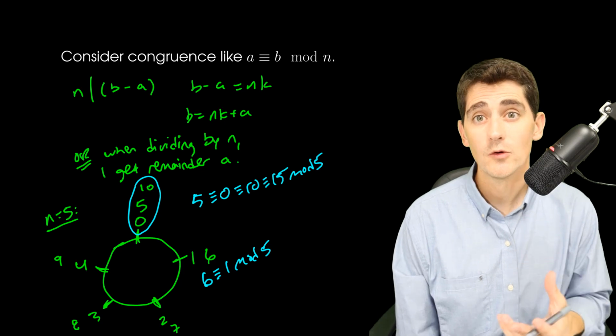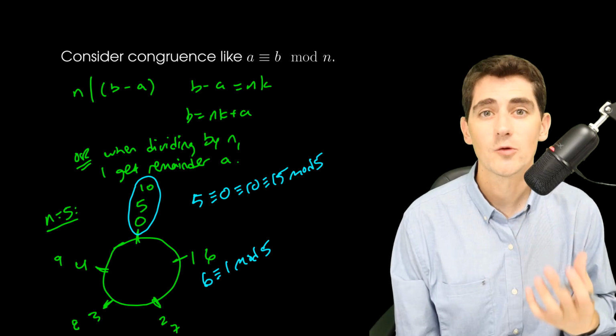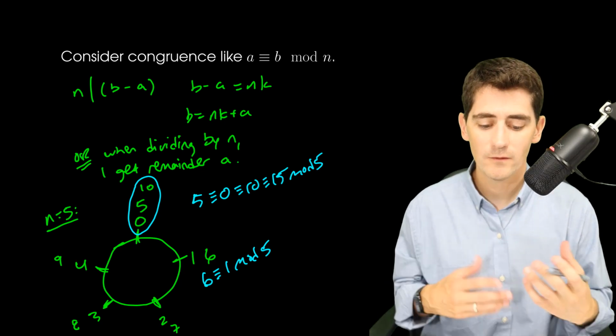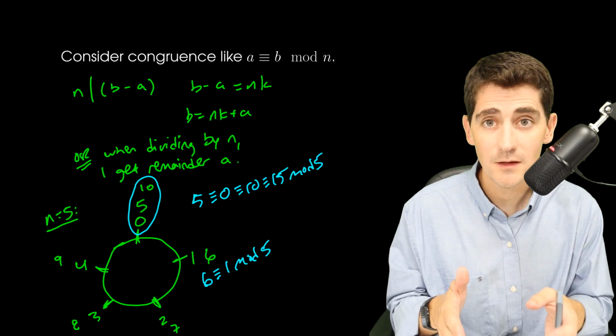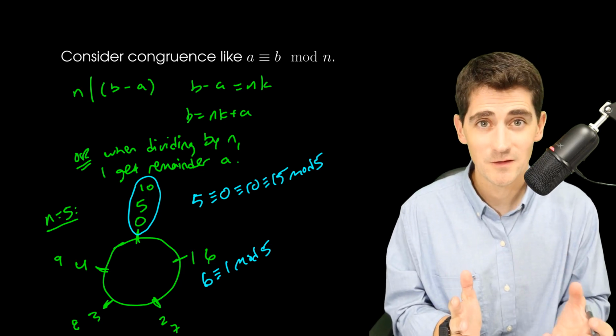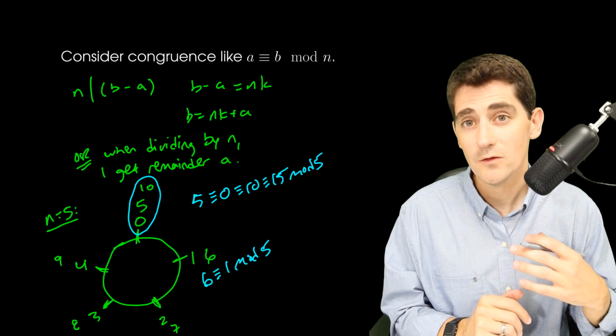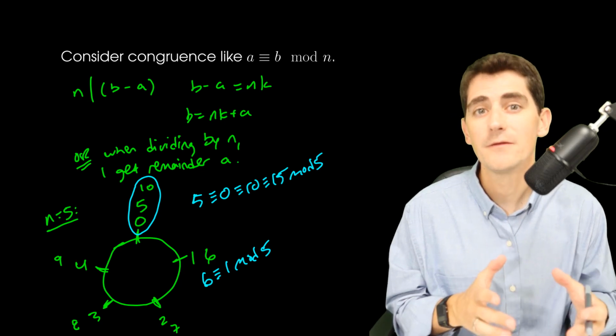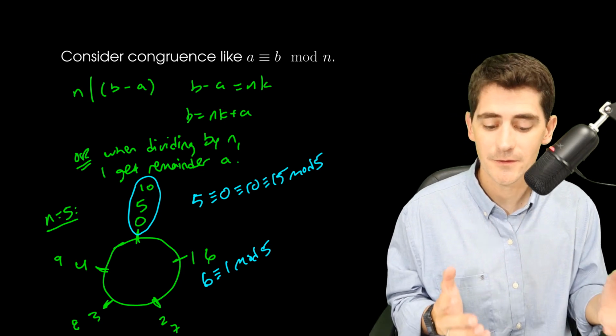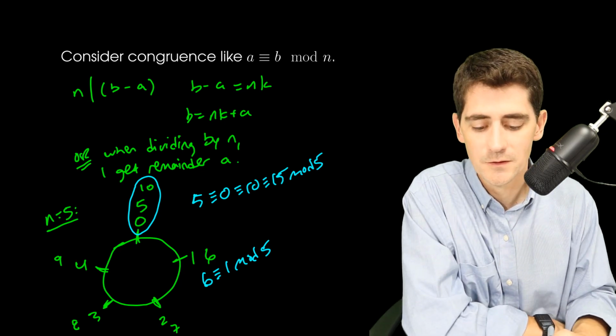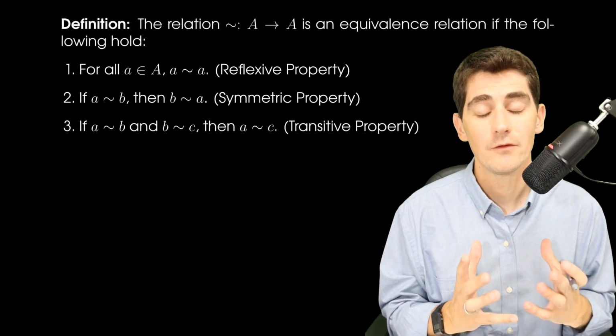This congruence context is a great example of what we mean by an equivalence relation, because there are some things going on here that we may not exactly specify, but we can use this example to make a definition of equivalence relation and then generalize it to other contexts, as we'll see. So let's look at that.